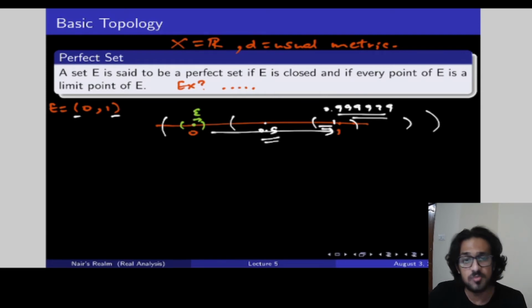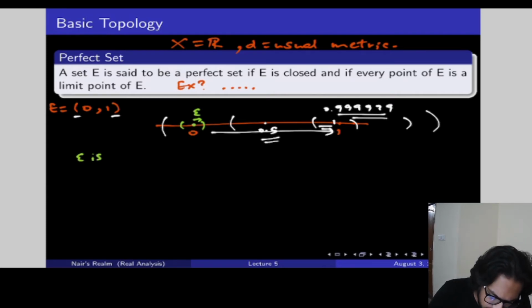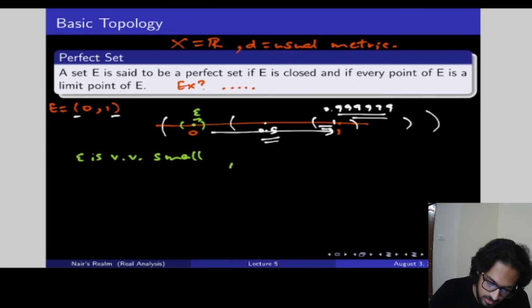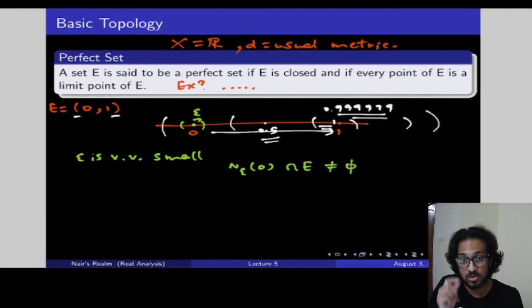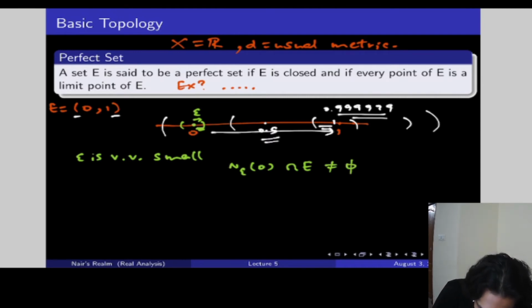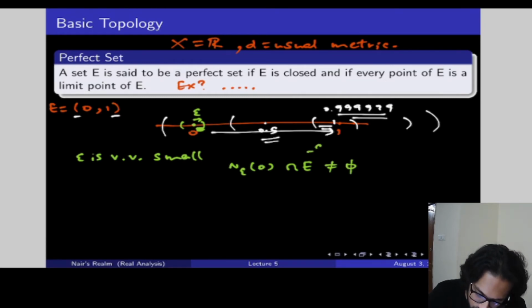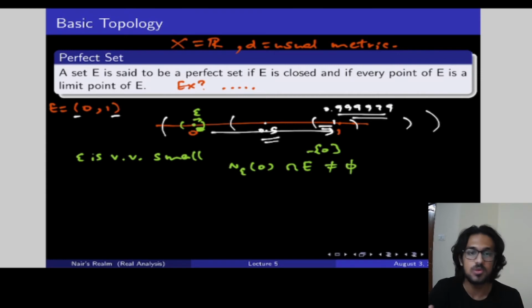no matter how small it is, however small epsilon is, all those elements greater than 0 will be included in that neighborhood, right? So N epsilon of 0 intersection E will always be non-empty because of these few elements over here, however many those are. And even if I remove 0, which I don't have to because 0 is not in the set E, right?